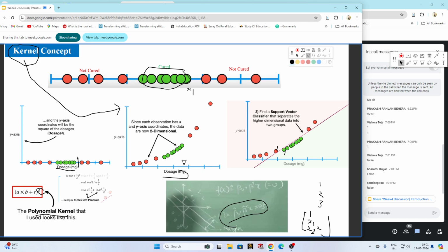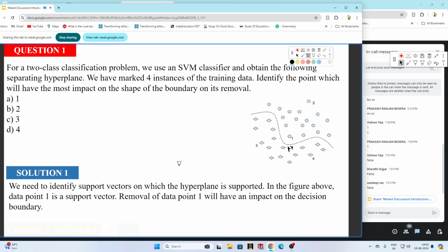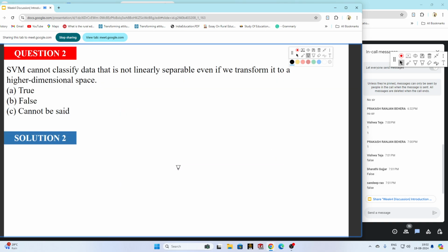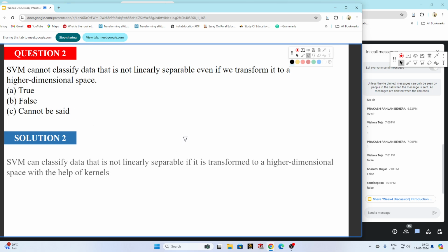We have just seen with the help of kernels, even if the data is not linearly separable, when we use kernels and move it to a higher dimension, we can easily separate our data points. So that is how SVM works. That is why this statement is false. SVM can classify data that is not linearly separable if it is transformed to a higher dimensional space with the help of kernels. So option B is right. Any doubt in this?